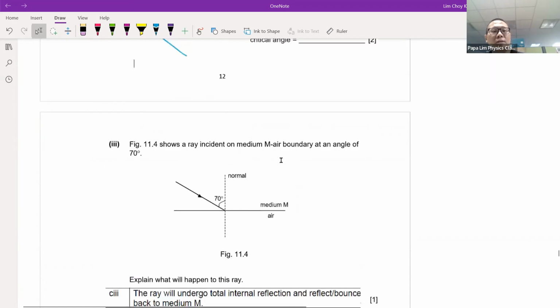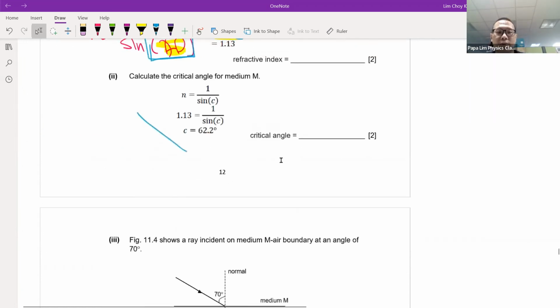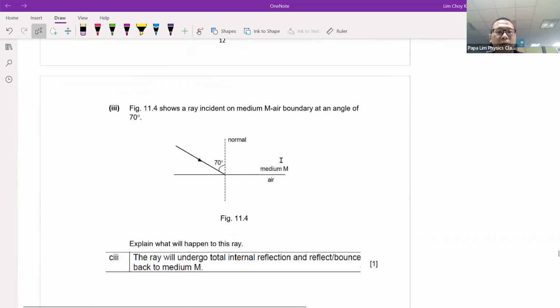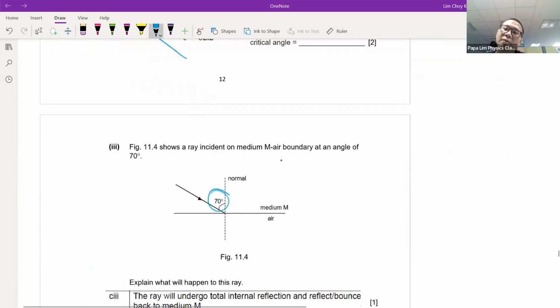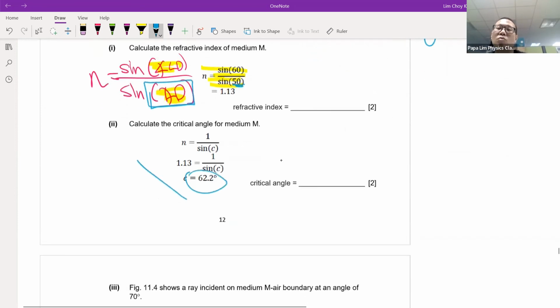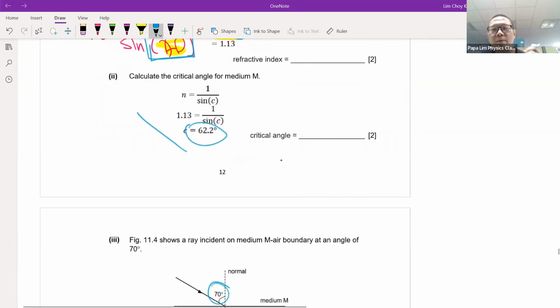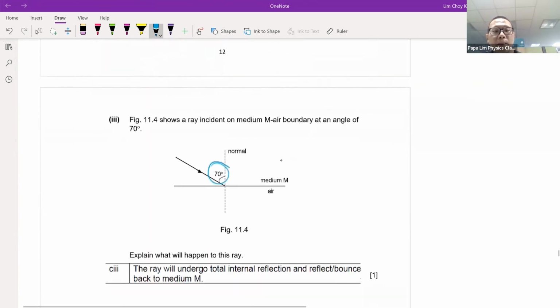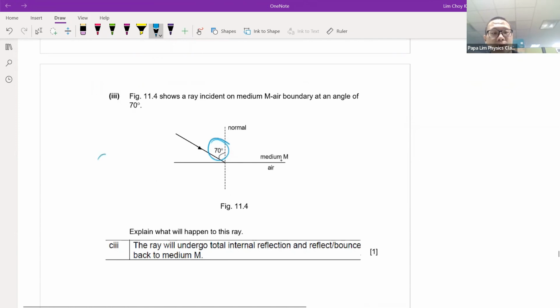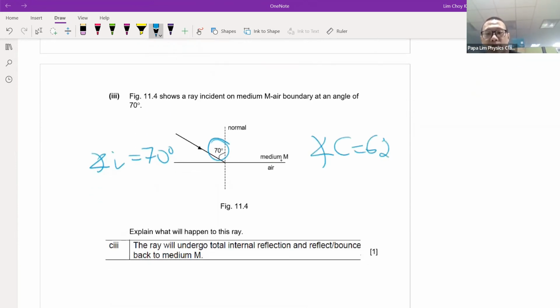Now, based on the question, I have the ray diagram where I change from 50 degrees to 70 degrees, given that the critical angle is 62.2. The moment the question tells me to find the critical angle, in my head I take note that total internal reflection may be coming, and I need to check the conditions for it. So I get ready. True enough, the question asks, what happens if my angle i is now 70 degrees? Based on the question, the critical angle C is 62.2.